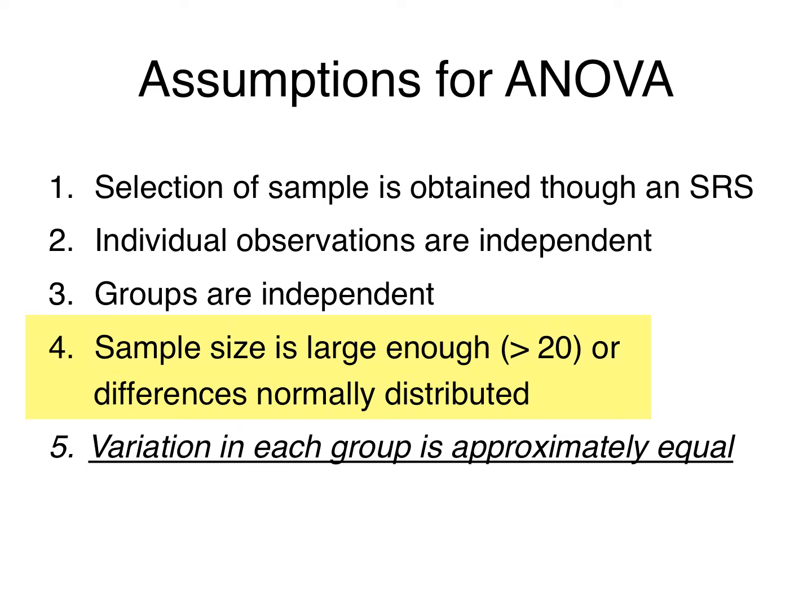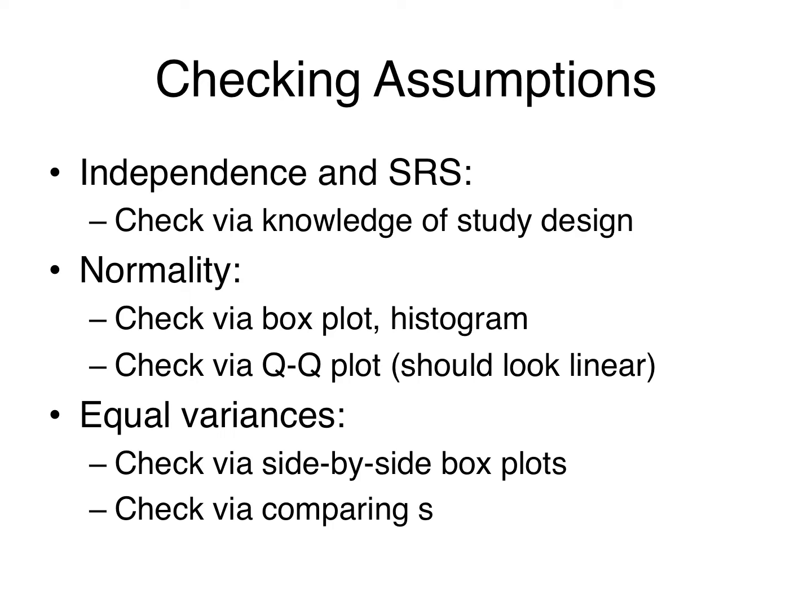Each group set of observed values comes from a normal distribution, or there are large sample sizes for each group. And finally, the variation in each group, or the variation of individual observations about the group-specific mean, is approximately equal. This means that we're assuming that the true variations of individual observations around each population group mean are approximately equal. So how do we check that these assumptions are met?